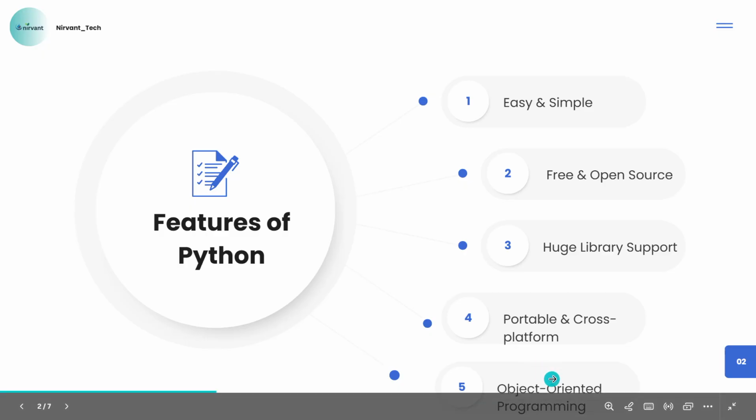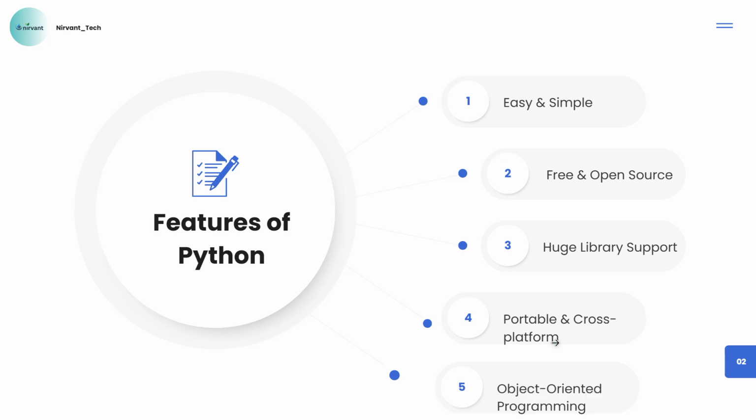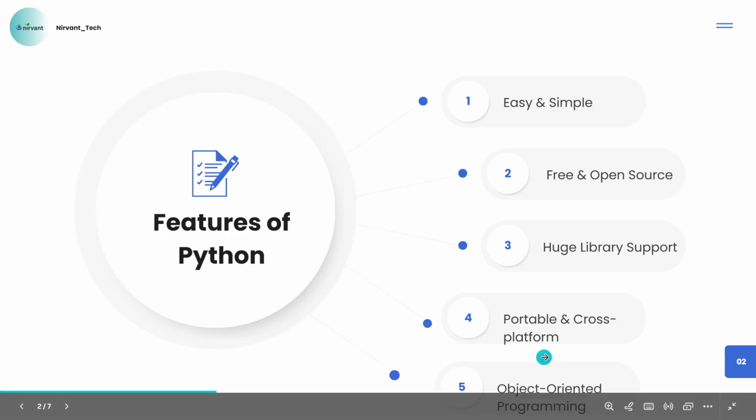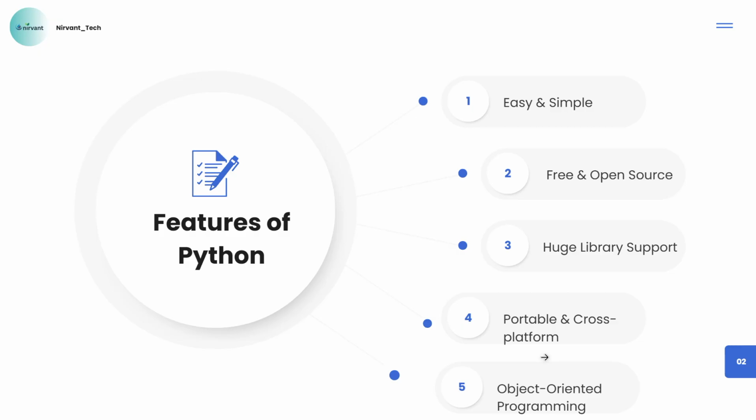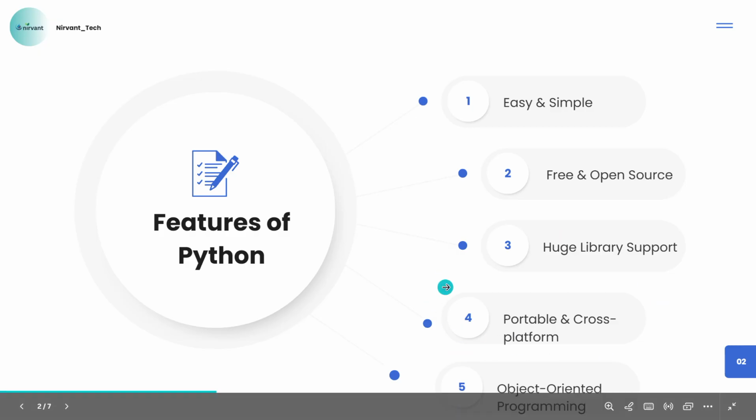The fifth one is most important, that is object oriented programming, OOPs. Okay, what does it mean? We can create a reusable blueprint, like car or student, to make our code organized. Okay, that is what OOPs means. We can discuss OOPs more clearly later. So these are the features of Python.